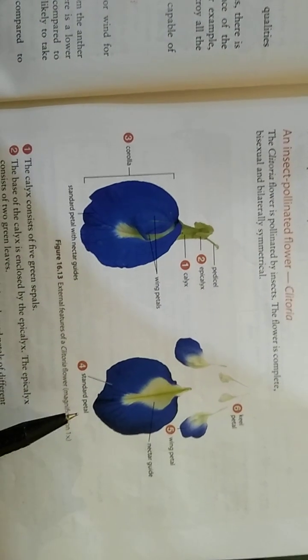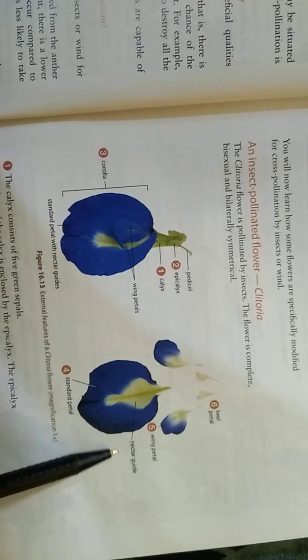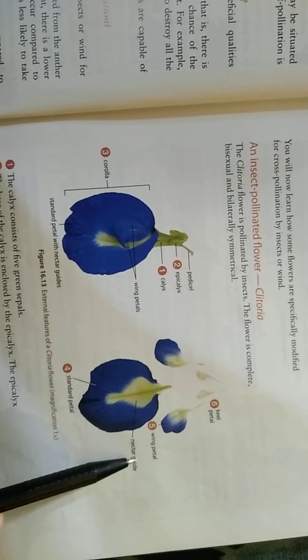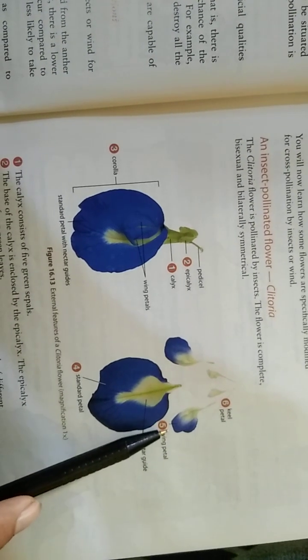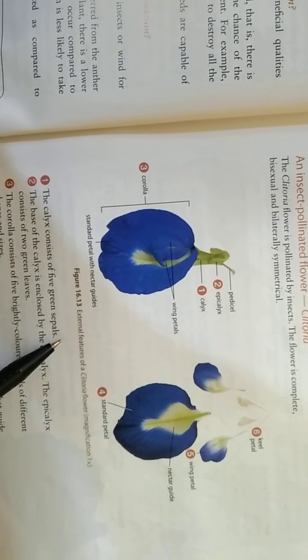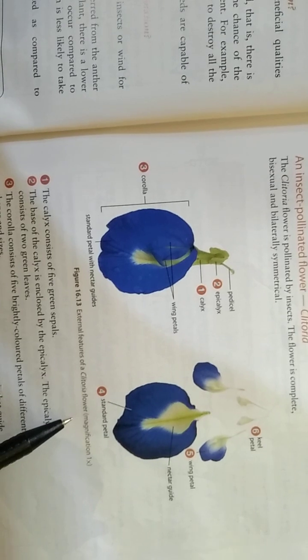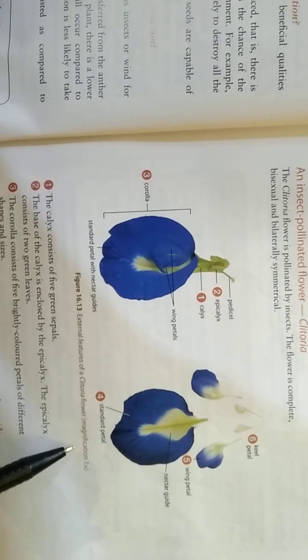Look at this standard petal. Nectar guide is present here, wing petal, keel petals. External features of a Calitoria flower, magnification.